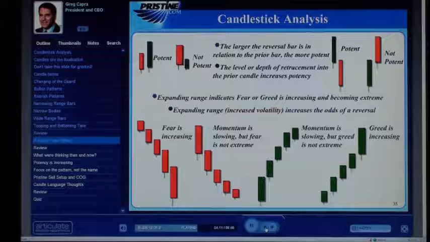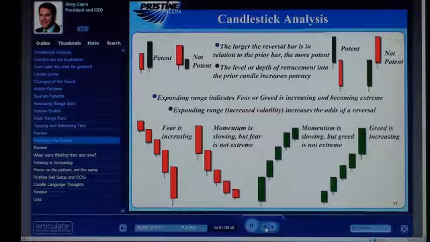Whereas the example to the right of that, where momentum is slowing but fear is not extreme, this is more of the ideal of what we want to see for our pristine sell setups, where prices began to move down strongly. Notice the wider range at the beginning of the move, and then the slowing momentum with the smaller candle body. And then we look for prices to begin to retrace from there. So fear hasn't become extreme yet. Fear has actually ignited the move down. So as prices retrace and we get that PSS, this is the kind of pattern that has greater odds of taking out that prior low.